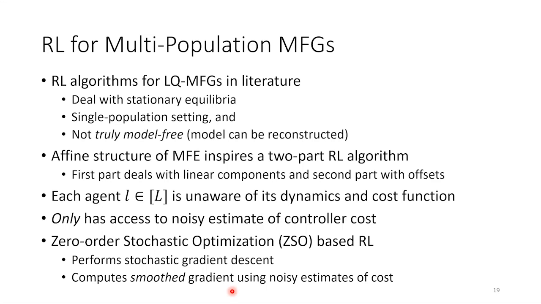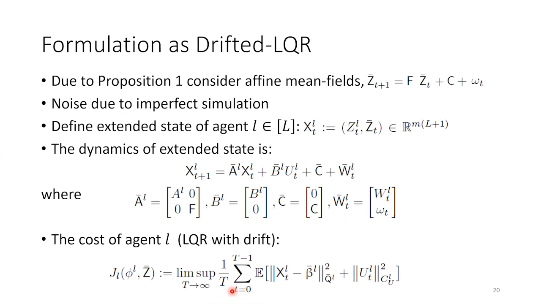Let me go over the details fast, because I don't have a lot of time. Because we have affine mean fields, our mean field equilibrium is affine. We only consider mean fields of this affine form, and we also consider some noise due to imperfect simulation. Under that, for each agent we extend the state of the agent by adding the mean field to the state, and we get a drifted LQR problem for each agent.